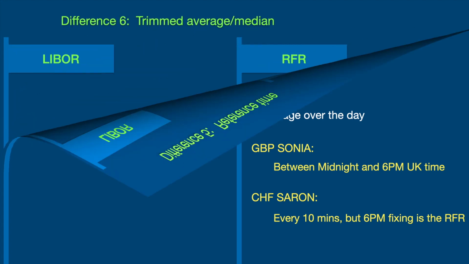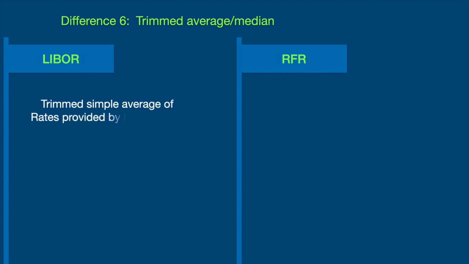LIBOR is a trimmed average. Say 16 banks provided the following estimates.